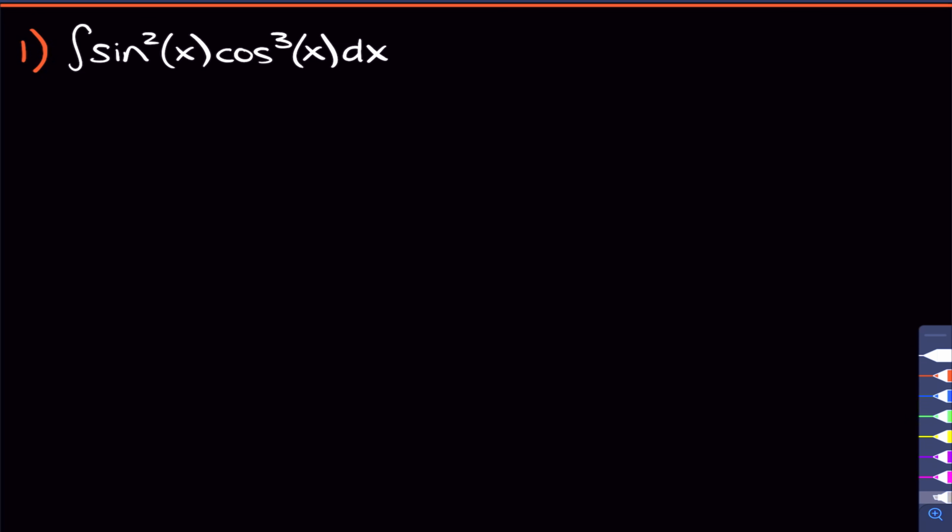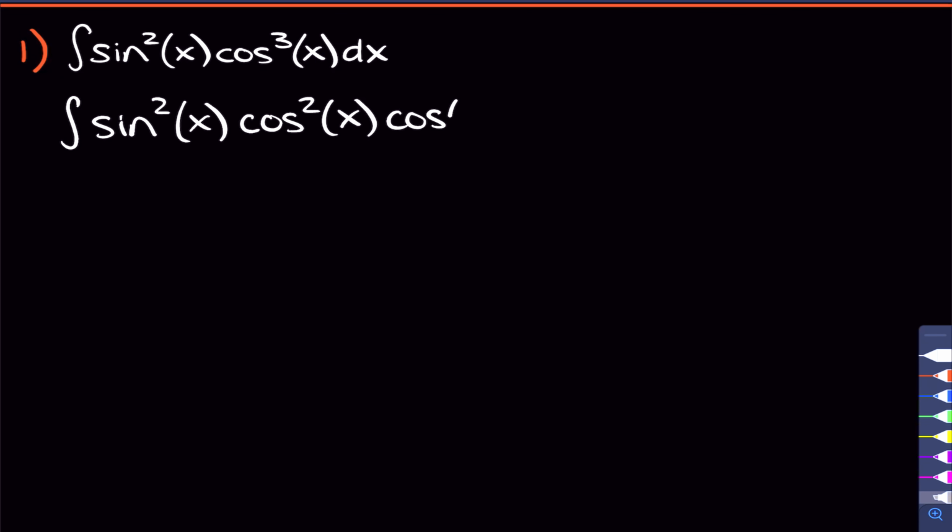And here's how we're going to do that. We're going to rewrite this integral as the integral of sine squared x times, we're going to take one of these cosines away. And that's actually going to work for our du in our u substitution. So we're going to write this as cosine squared of x times cosine of x dx. So you see now how we've taken that one cosine x away.